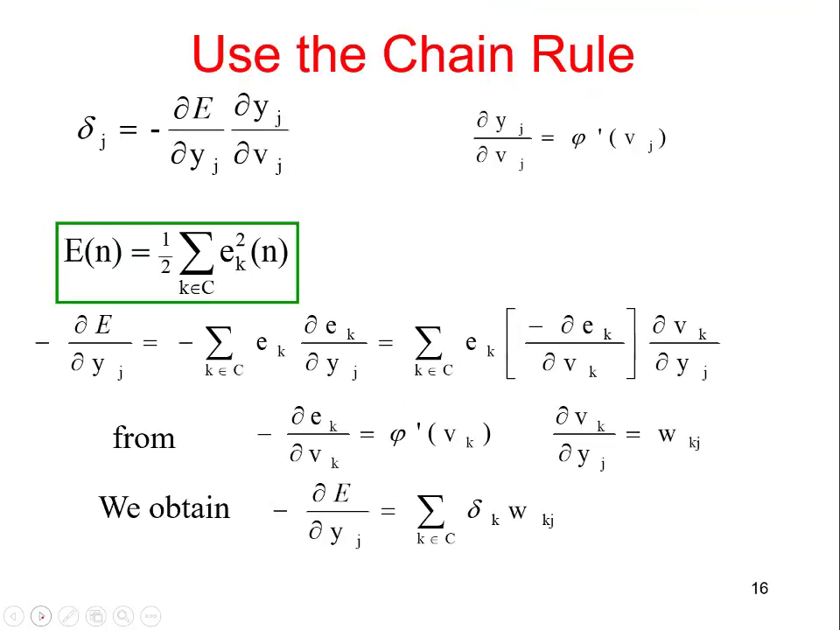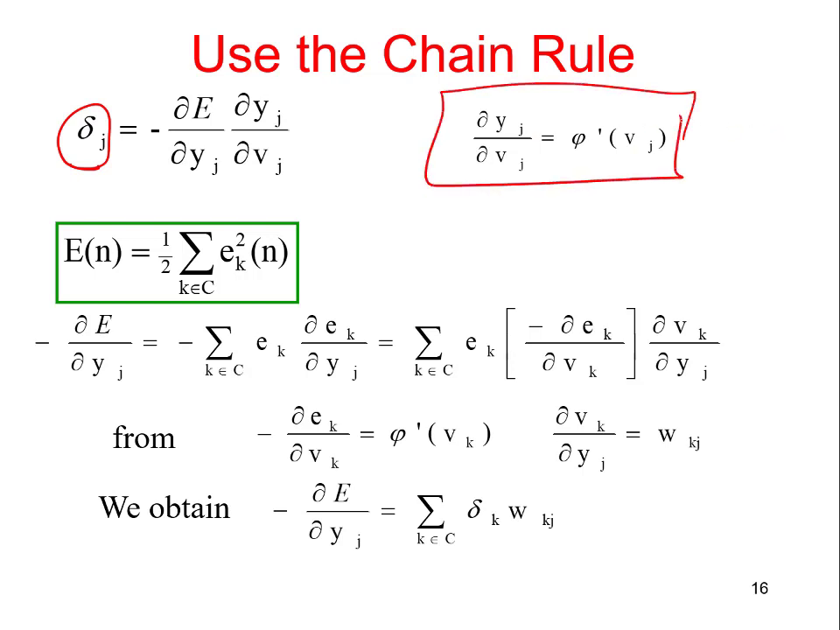So this is the chain rule that we have already seen. The delta j is equal to minus delta e by delta yj. The equations are formed in the manner shown up here, where the chain rule is depicted: delta j is chained as delta e by delta yj, and delta yj by delta vj. And delta yj over delta vj equals phi prime of vj. Okay, so that is shown up here.